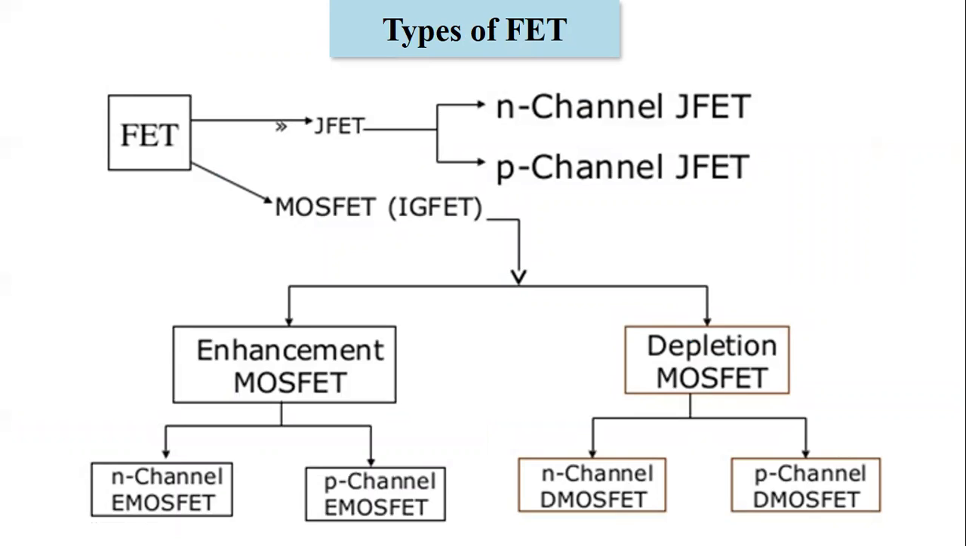Types of FET. Basically, we have different types of FET, right? Broader classification is JFET, junction field effect transistor, and MOSFET, metal oxide semiconductor field effect transistor. Let us focus on JFET. JFET is also having two types. One is N channel JFET and the other is P channel JFET.